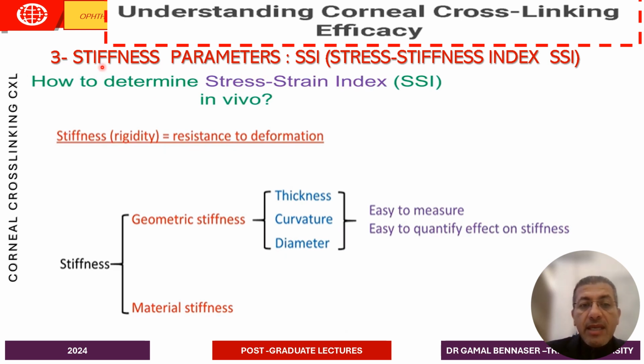Now, the SSI is the representative of the material stiffness, so the whole equation can be completed. The geometric stiffness can be quantified, and the material stiffness can be quantified, so we can reliably measure the stiffness of the cornea all over the surface of the cornea. And not only this, they could represent this figure in two-dimensional maps, so that we can study the different points of stiffness in different parts of the cornea, within the cone and outside the cone.